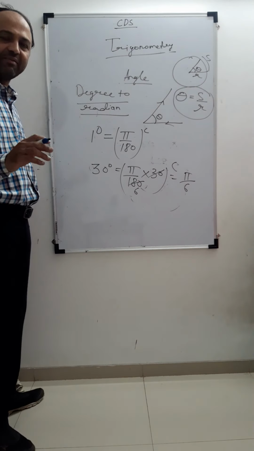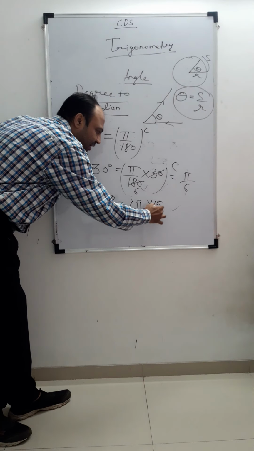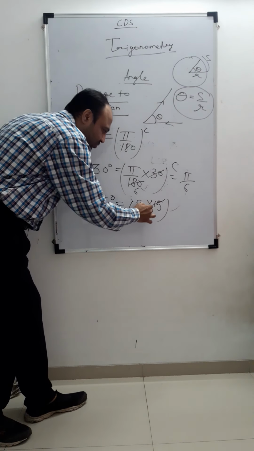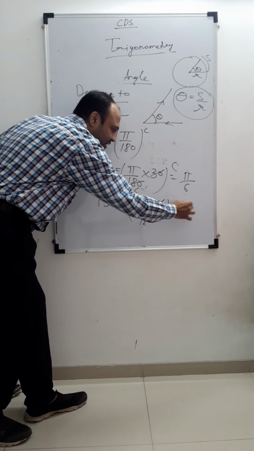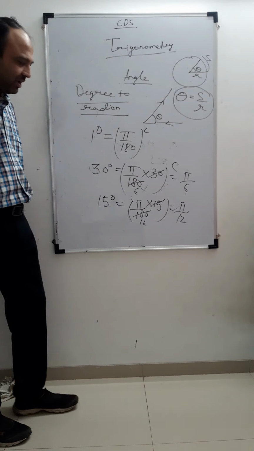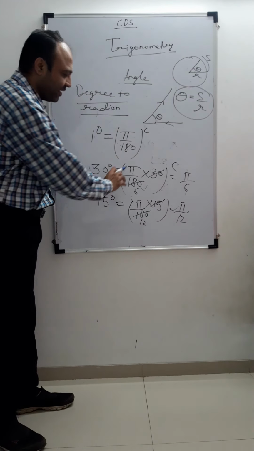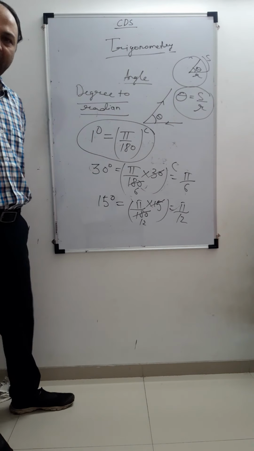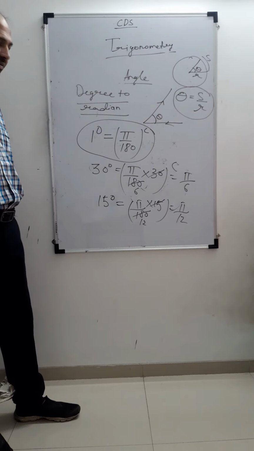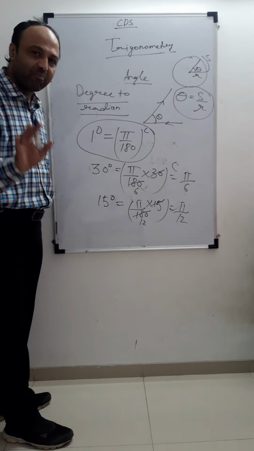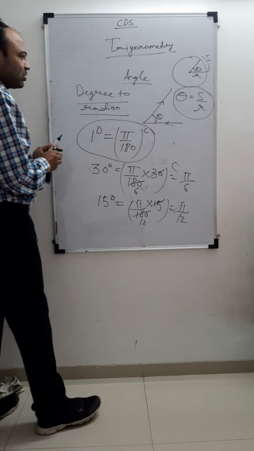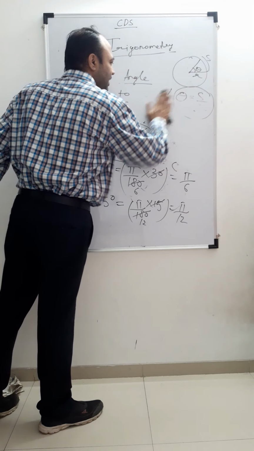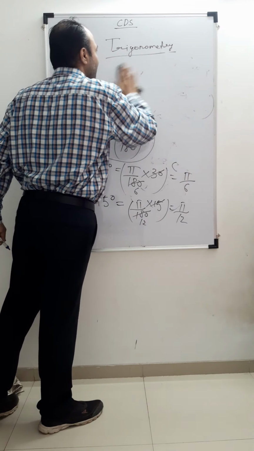What about 15 degree? How much radian is it going to be? So pi upon 180 into 15. Fine. So this is going to be pi by 12 radian. So degree to radian we will convert with this result: 1 degree equals pi by 180 radian. This conversion is very important to know. So we have come to know degree to radian.